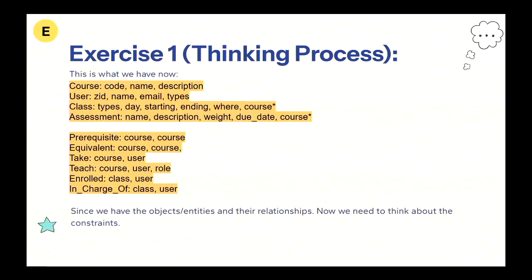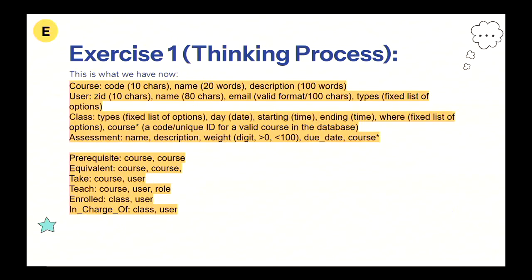Now we have the objects, entities, and their relationships. What's the third thing? Do you still remember the three aims of doing data modeling? The last thing we need to do here is think about the constraints. So this is what we have now. Let's go through the constraints here.